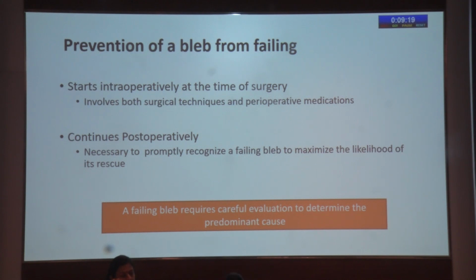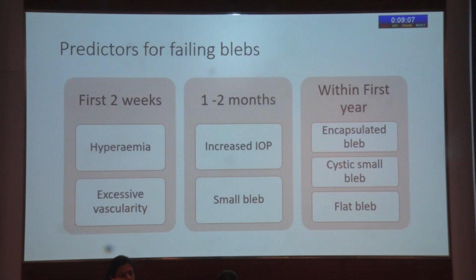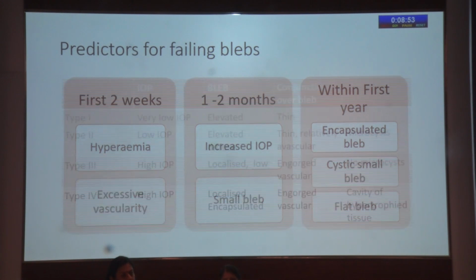It continues postoperatively also, and it is necessary to promptly recognize the failing bleb to maximize the likelihood of its rescue. A failing bleb requires careful evaluation to determine its predominant cause. In the first 2 weeks there can be hyperemia and excessive vascularity. In the first 2 months there can be an increase in the intraocular pressure, a small bleb can be seen, and next is the encapsulated bleb, a small cystic bleb or a flat bleb.